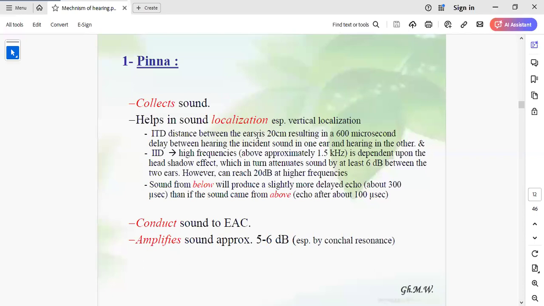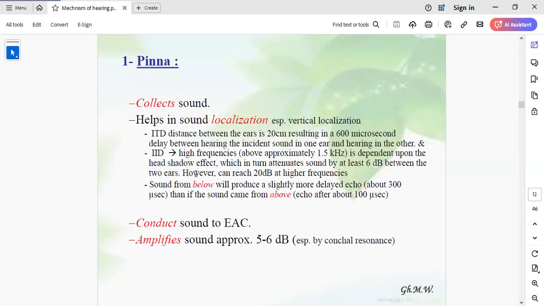The distance between the two auricles on both sides of the skull causes attenuation of sound. If the sound source comes from the right, sound reaches the right auricle before the left auricle. This interaural time difference helps in localization. Also, sound from the right side reaches the right ear louder than the left ear, which helps in localization by interaural intensity difference. For the time difference, the distance between both ears, the size of the skull, about 20 centimeters, results in a 600 microsecond delay between hearing the incident sound in one ear and hearing it in the other ear.